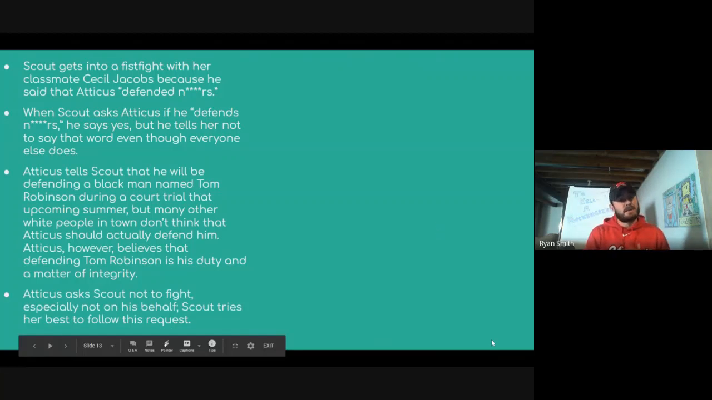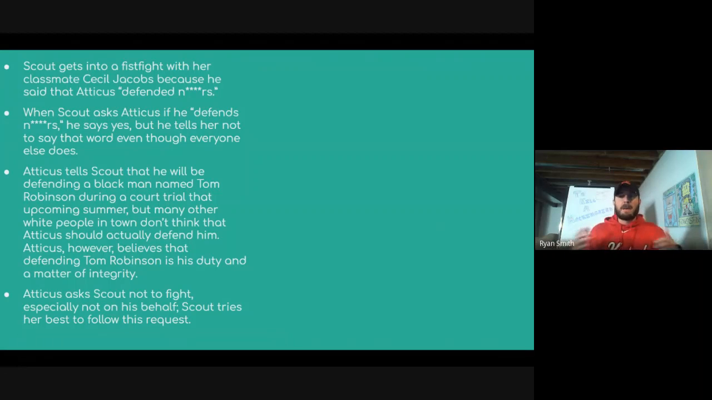Atticus then asks Scout not to get in fights, especially not on his behalf. He doesn't want her to fight at all, but he certainly doesn't want her to fight because of what he's doing. He's like, I don't want to be the cause of all these things, so you have to hold your head up high. She does her best to follow his request.